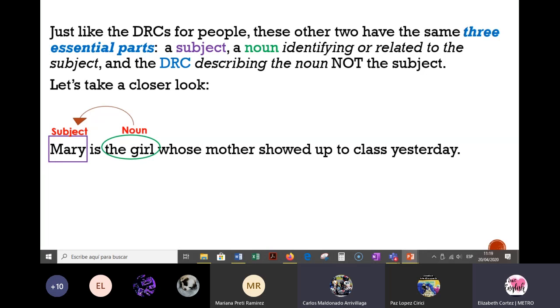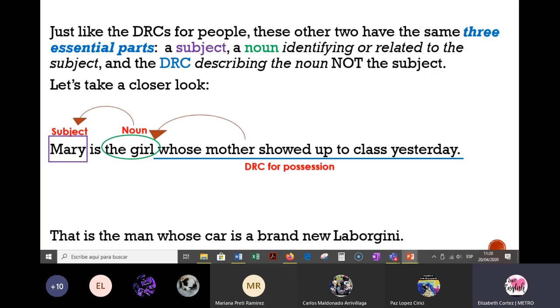And which one is the DRC, Maldonado? Where do we begin the DRC? With the relative pronoun. So in this case, the relative pronoun is whose. So the DRC is whose mother showed up to class yesterday. The whole thing. The DRCs begin with the relative pronoun and then go up to the end. This is a DRC for possession describing the noun.